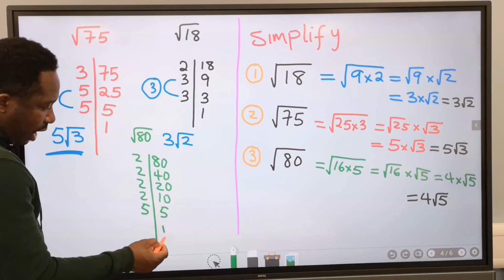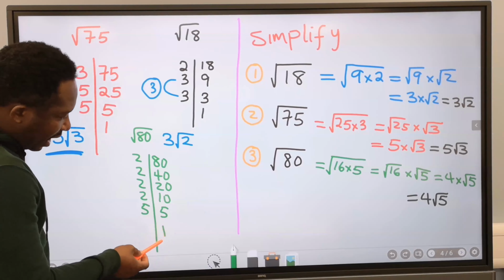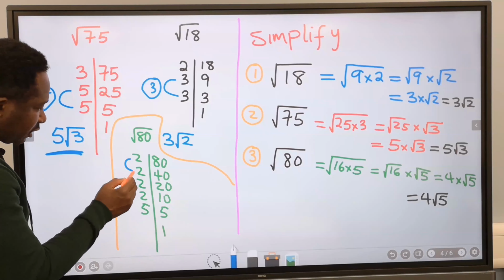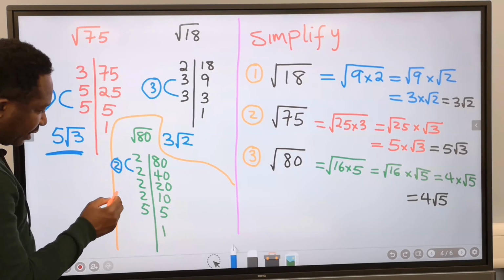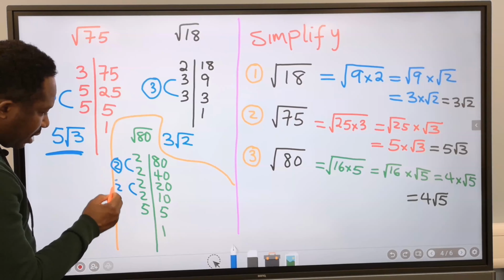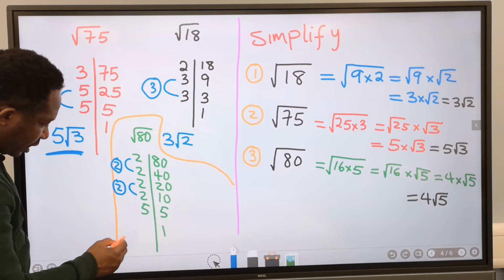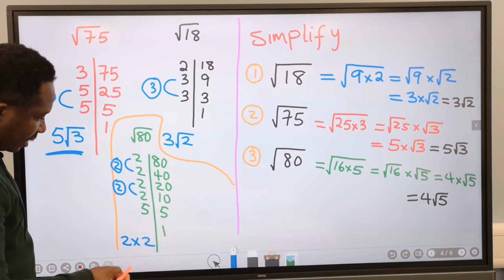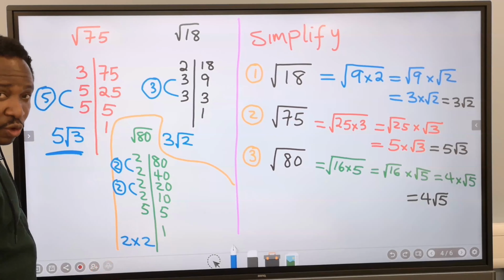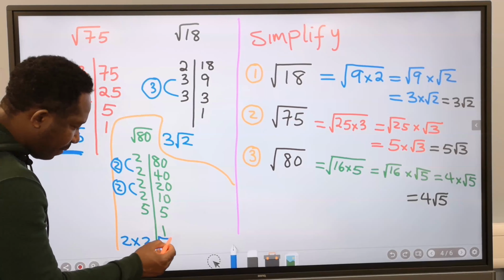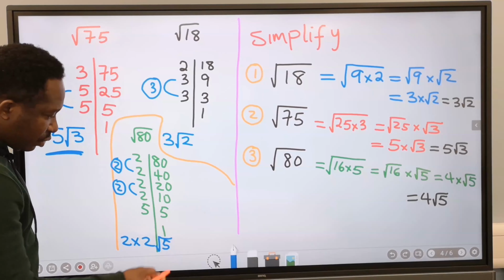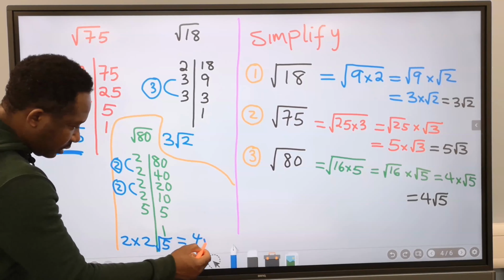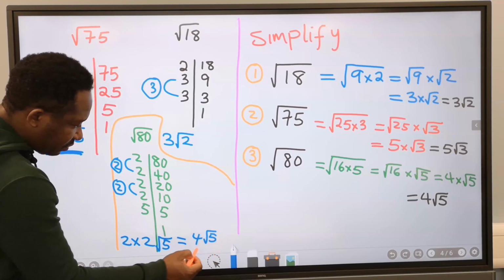5 can go, and we have 1. Whenever we have 1, we stop. Next, we pair. These pairs are free. So this 2 is free times this 2 is also free. But 5 got no pair. And whenever you don't have a pair, we put you in the root. And our answer is 2 times 2 is 4, multiplied by root 5.